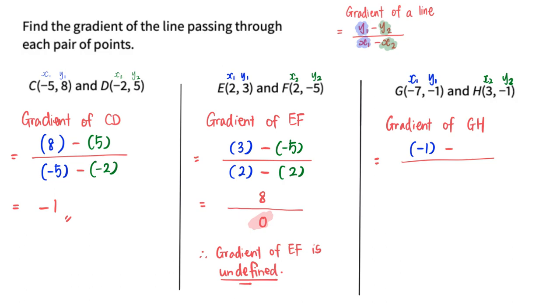Okay, so in this case, it's -1 minus -7, which will be my x1 minus my 3. And in this case here, I will get 0. And that will be the answer for this question.